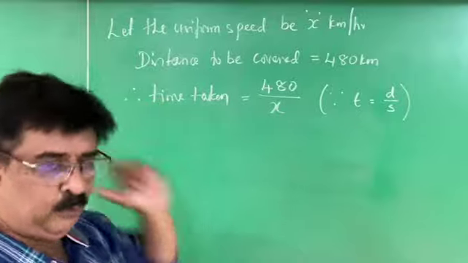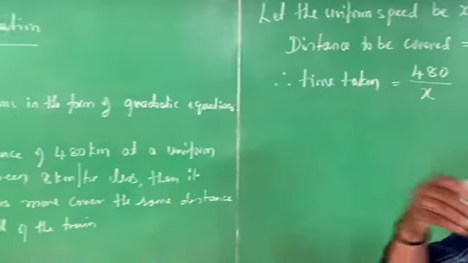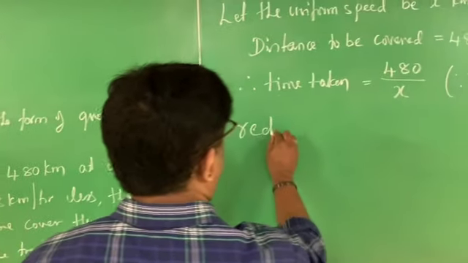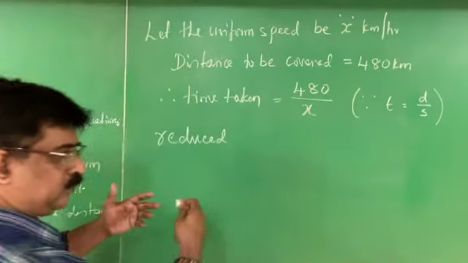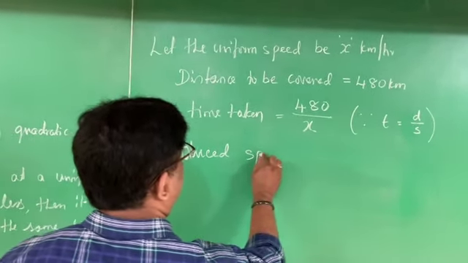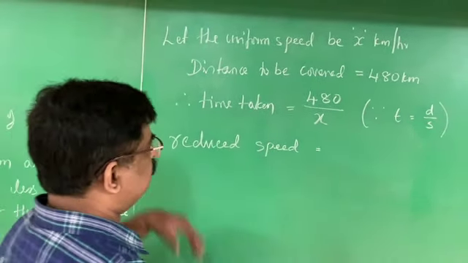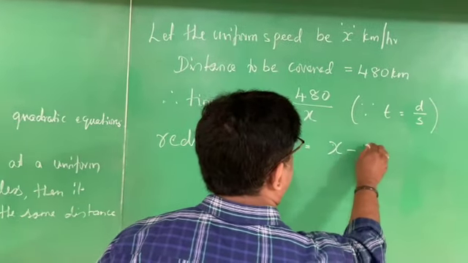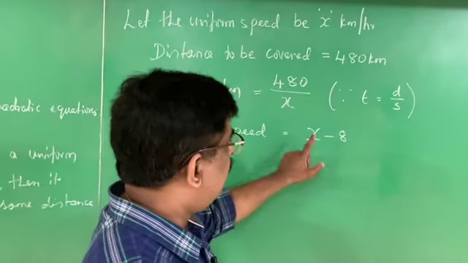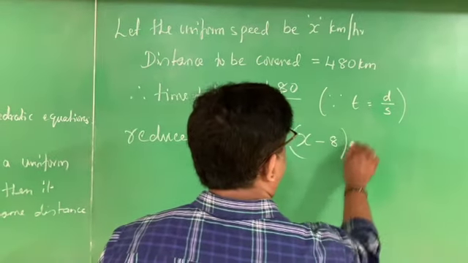This is one scenario. Now what he is telling is, suppose the speed had been reduced by 8 kilometers per hour. Now the second condition is to reduce the speed. I can have two things, reduced speed or increased speed. It is reduced, speed is reduced. Reduced uniform speed is equal to, it is reducing 8 kilometers per hour, therefore the reduced speed is x minus 8. Reduced speed is what? Formerly it was going with a speed of x kilometer. Now its speed is reduced by 8 kilometer. Therefore x minus 8 kilometer per hour.